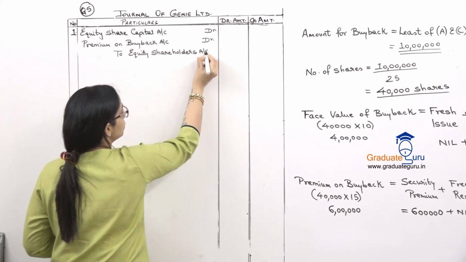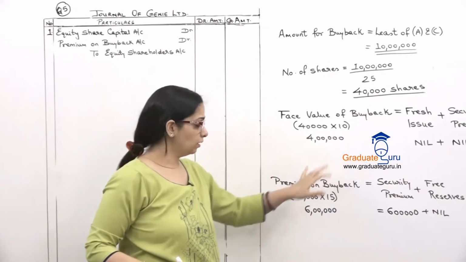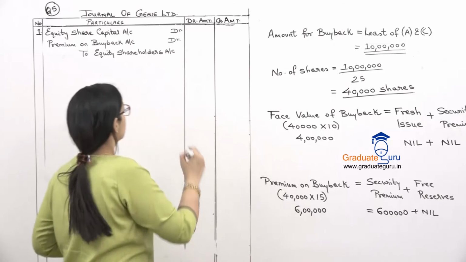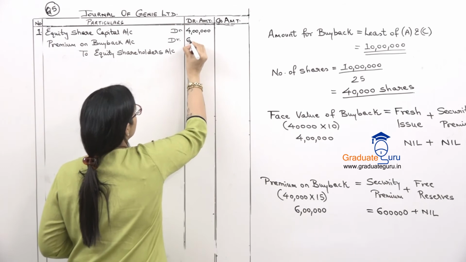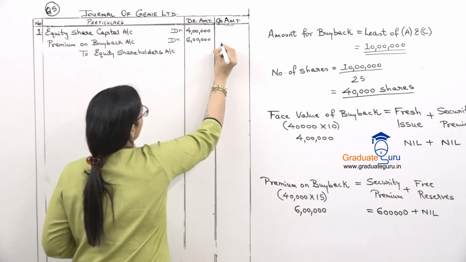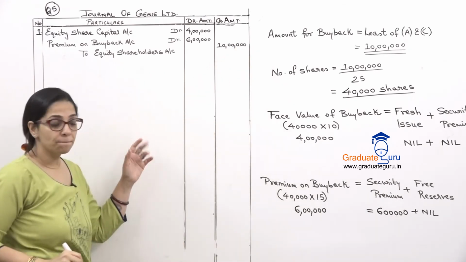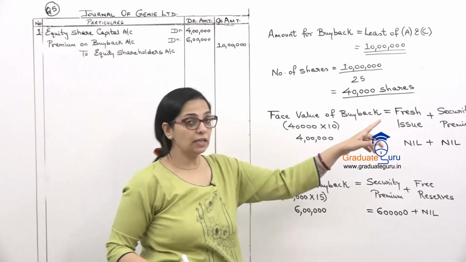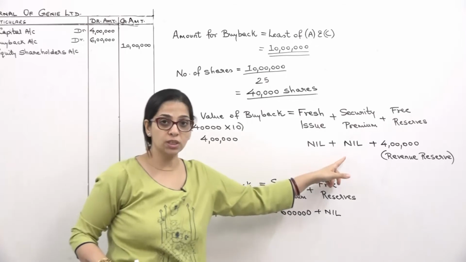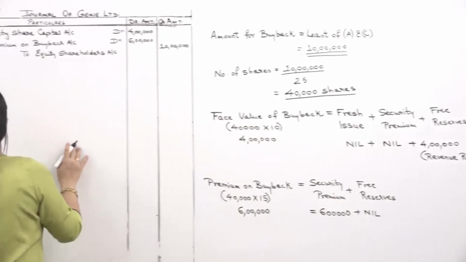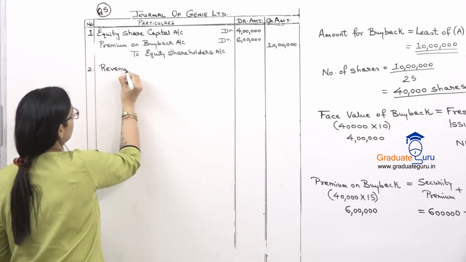Okay. Amounts we will get from our equations. So face value is 4 lakh and premium is 6 lakhs. So let's put that down. 4 lakh, 6 lakh, total 10 lakhs. Okay. We have used free reserves for our face value, right? Revenue reserve use kiya hai 4 lakh ka. So that will go to capital redemption reserve. So wo transfer entry we have to make.